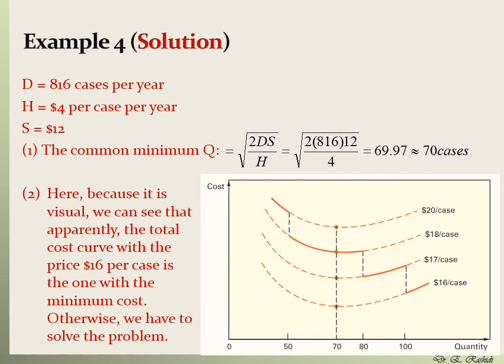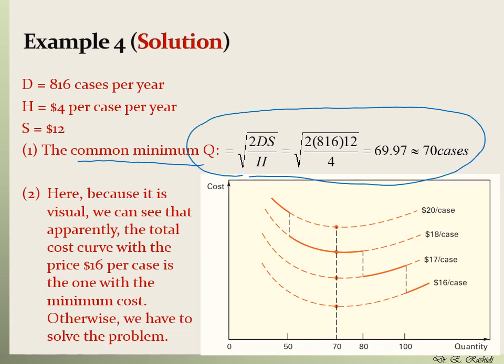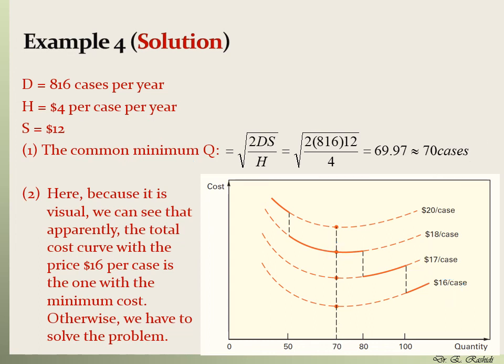We need to find the common minimum point. So this is the common minimum point here. The optimal quantity is 70 cases. If you look at 70 cases here, this is not in the lowest price range. So we need to compare that to the two lower ranges here. That's what we did. We computed the total cost for this range and for this range, which would occur at the minimum point of 80 for this one and 100 for this one.